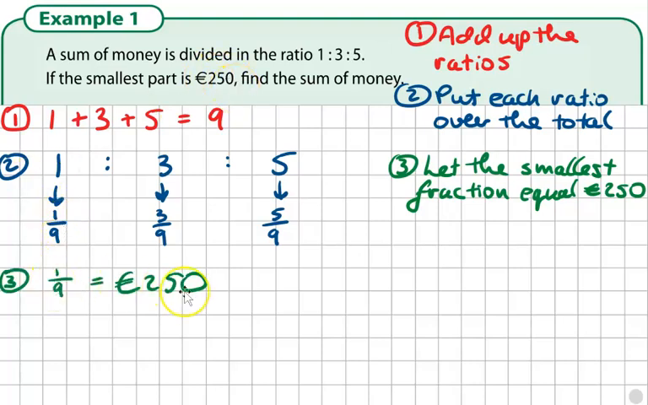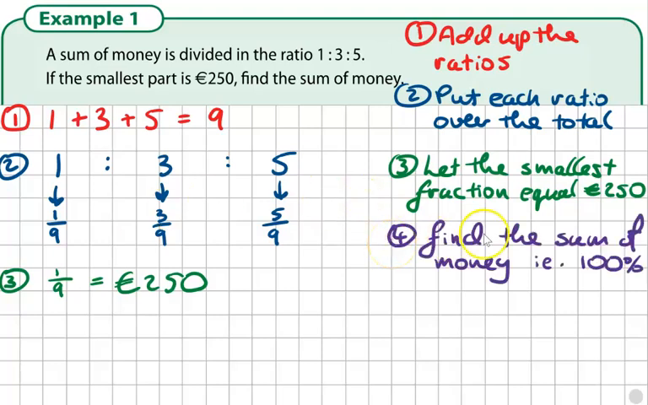So 1/9 equals €250. Now remember, we want to find the sum of money, so we want to find the full amount, which is 100%. And 100% can be rewritten as 9 over 9. 9/9 is 100%. So if we know what 1/9 is, to find 9/9, we're going to multiply by 9.